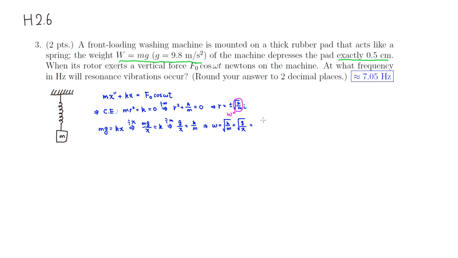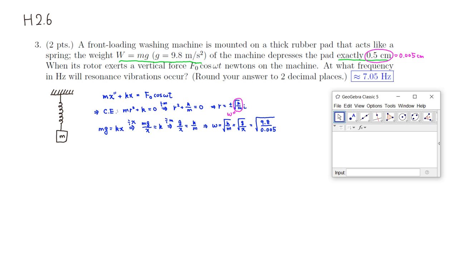So g in this case is 9.8, and x, I'm going to have to convert because this is in centimeters. So 0.5 centimeter is 0.005 meters. All right, so I'm going to open up GeoGebra here.